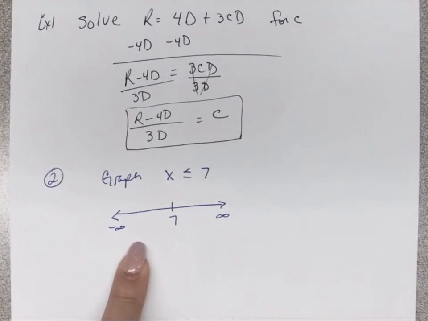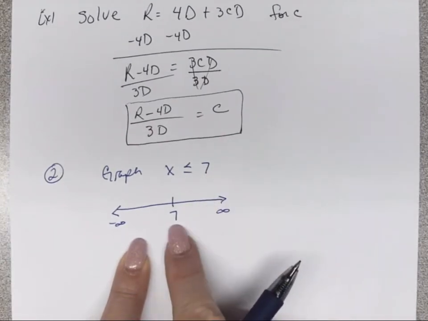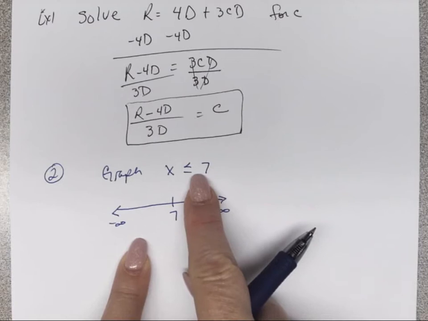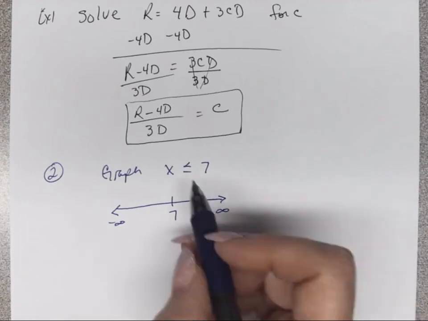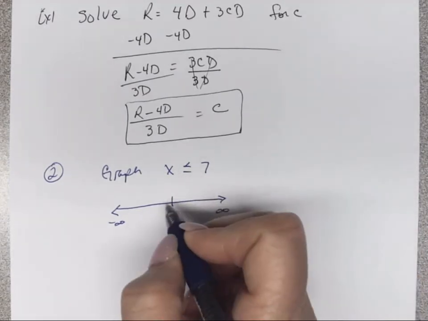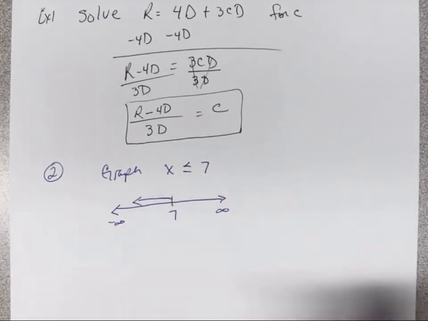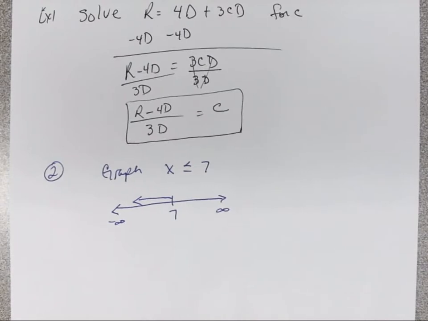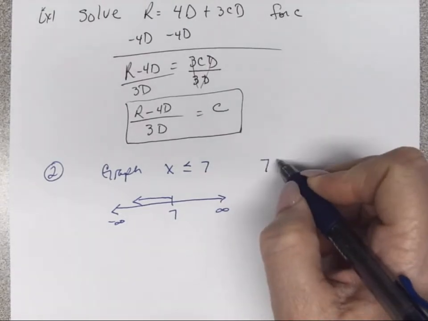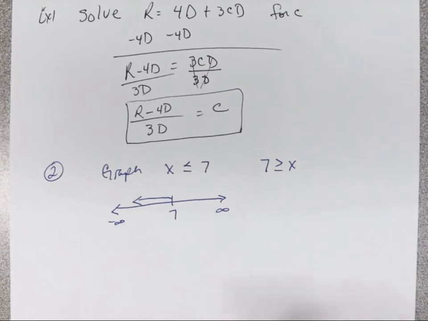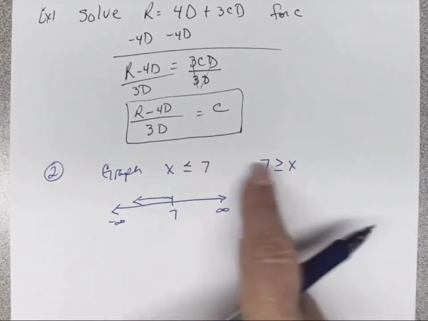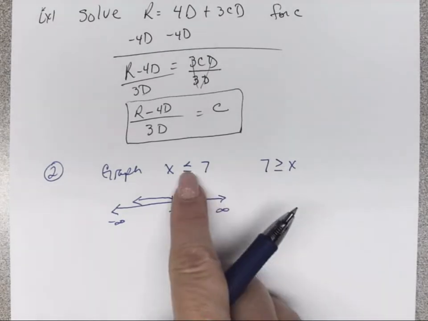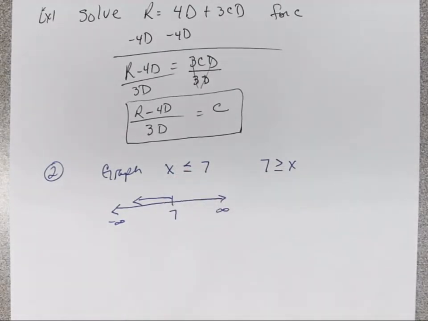You're always going to put your infinities on there, and then I'm going to put the number that's involved. X is less than or equal to 7. Less than means you're going to go to the left. It's not always about the way that that points, but it is going to go this way. X is less than or equal to 7. If I had it written as this, it's the same thing as this. X is still less than or equal to 7. It still goes to the left. It's not about the way the inequality is pointing.